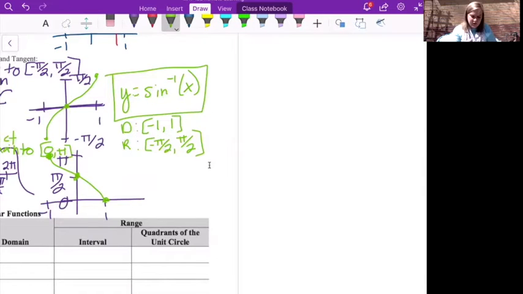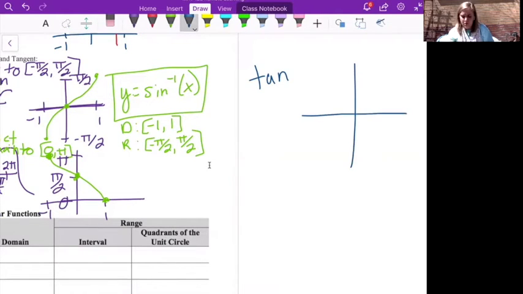Okay, so then for tangent, and I kind of ran out of room. Hopefully you guys still have some room. So for tangent, these are a little bit easier to see. So our tangent graph, if you guys remember, was when we just graphed one period, we typically graph between -π/2 and π/2.